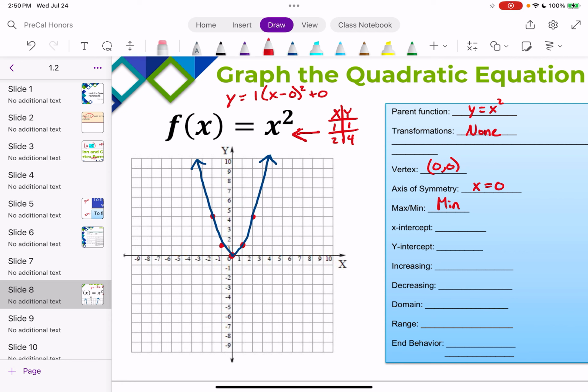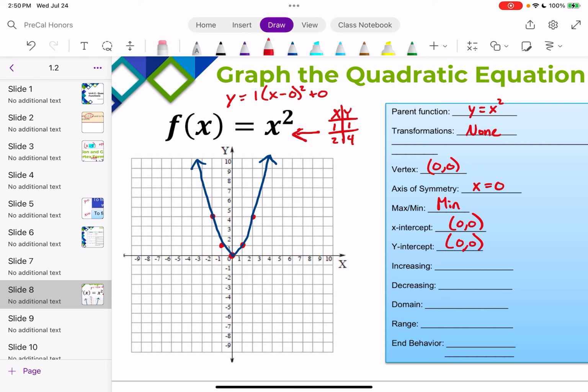Now that you have a visual representation, you can actually see how this would be a minimum, not a maximum. Our x-intercept, in this case, would be where it hits the x-axis. In this case, it would be 0, 0. We check for a y-intercept. In this case, it's also our y-intercept.